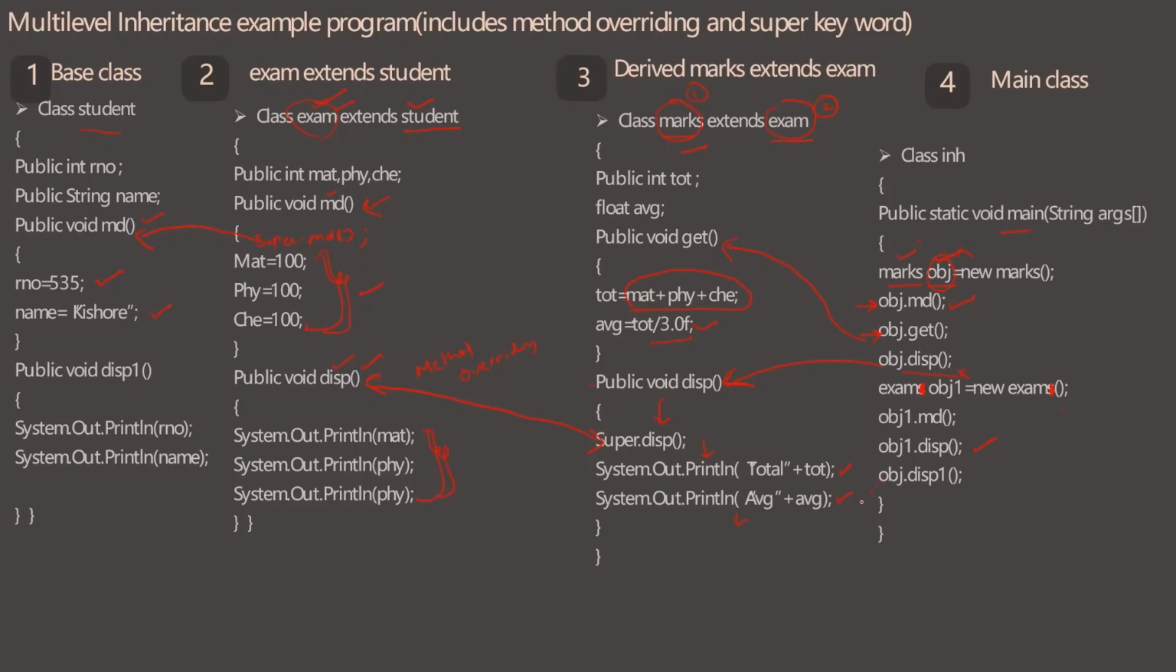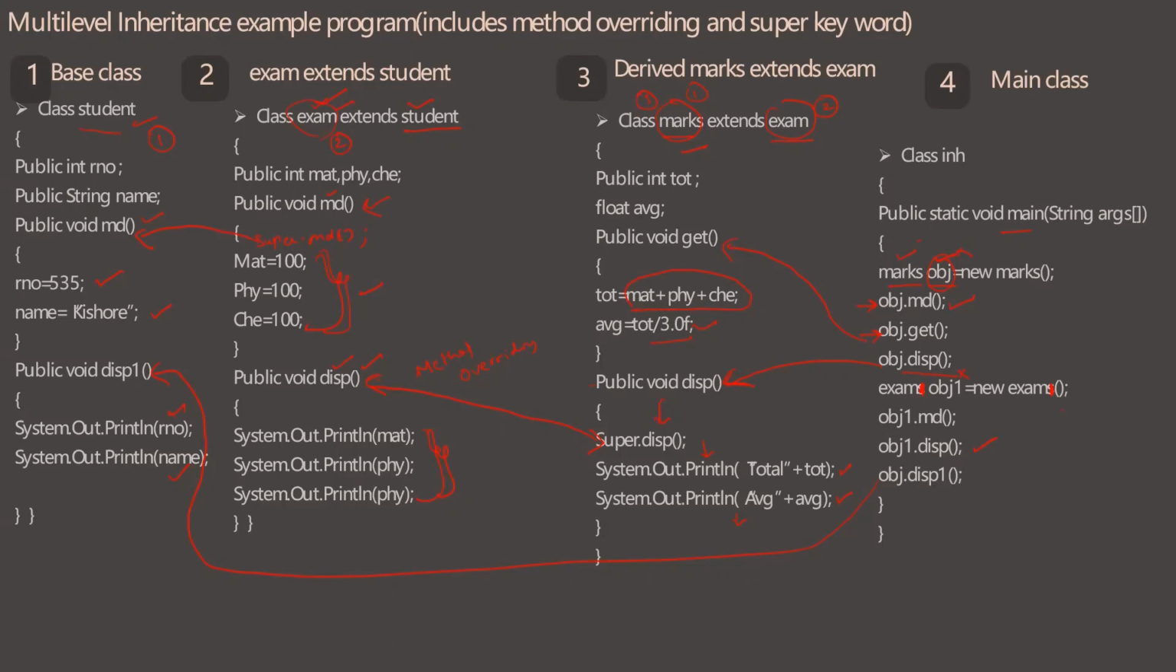And when I say obj.display1, the cursor comes to the display1 method and prints roll number as well as name. Is that point clear? So an object created for one class can access the properties of different classes. Student is at level 1, exam is at level 2, and marks is at level 3. So this is called multi-level inheritance.